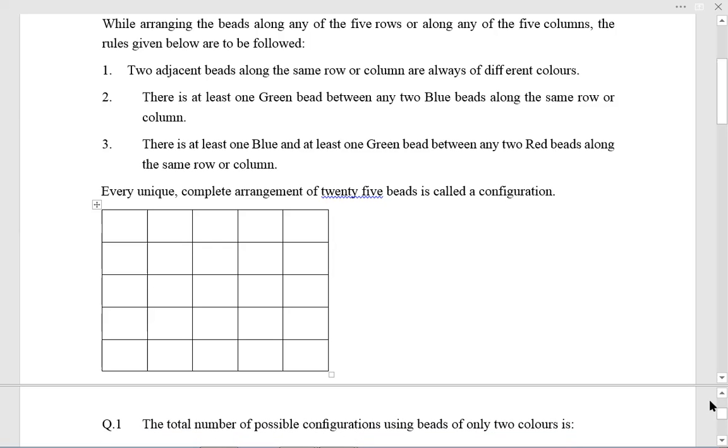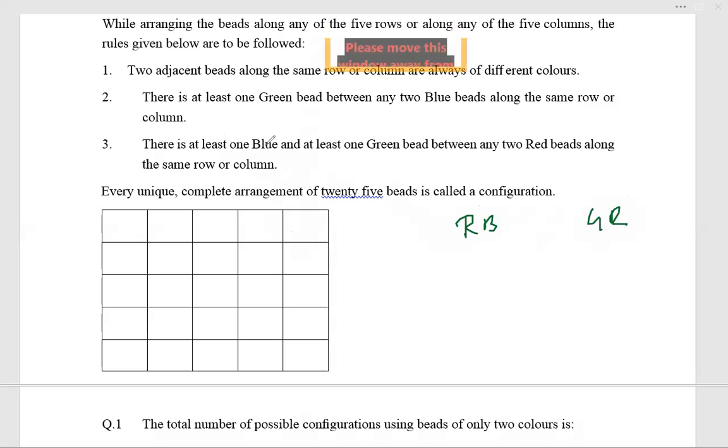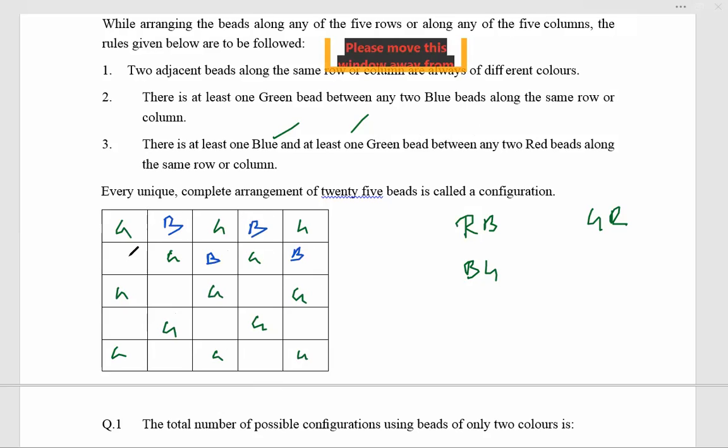Look at the first question: the total number of possible configurations using beads of only 2 colors. First of all, I cannot use a red and blue combination or a red and green combination, because every time red comes, it brings 2 more colors. So with a blue-green combination, what can I do? Green, green, green, green, green, and in between all blue. That is one arrangement, and a second arrangement is possible if I replace every green with blue and every blue with green. So basically 2 arrangements are possible.